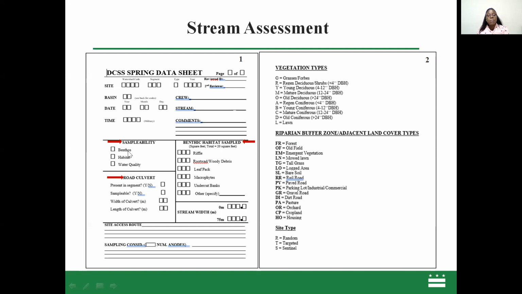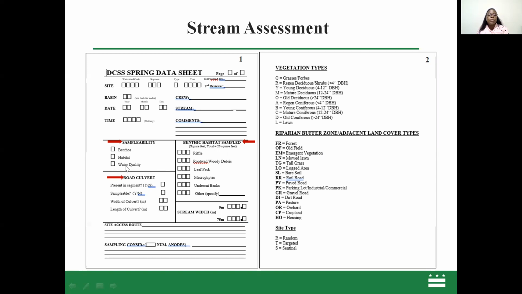For the benthos, it means you actually collected samples from the site. For habitats, it means you did a habitat assessment. You assess the stream and you check the box. For water quality, you took the temperature, the pH, and the different parameters of the water quality. You check the box here.